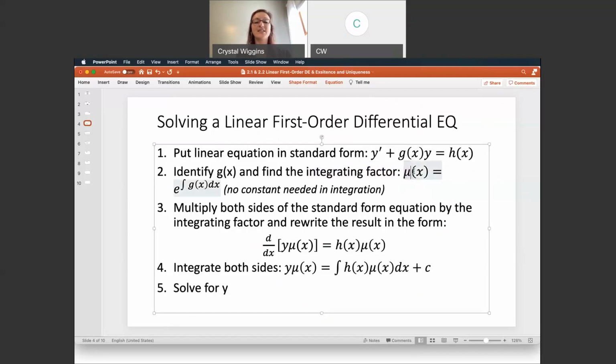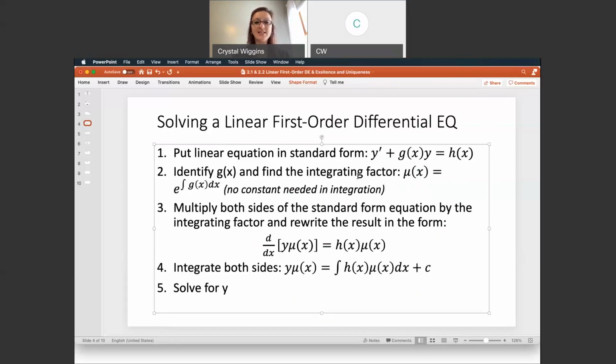But for us, mu of x is going to represent a function for the integrating factor using the formula: the function e raised to the antiderivative of the g of x function. No constant is needed in the integration. So even though this is an indefinite integral, and typically with an indefinite integral we are required to do a plus c at the end of integration, we do not need a plus c for this particular integrating factor. That is not necessary, so we will not put plus c once we integrate.